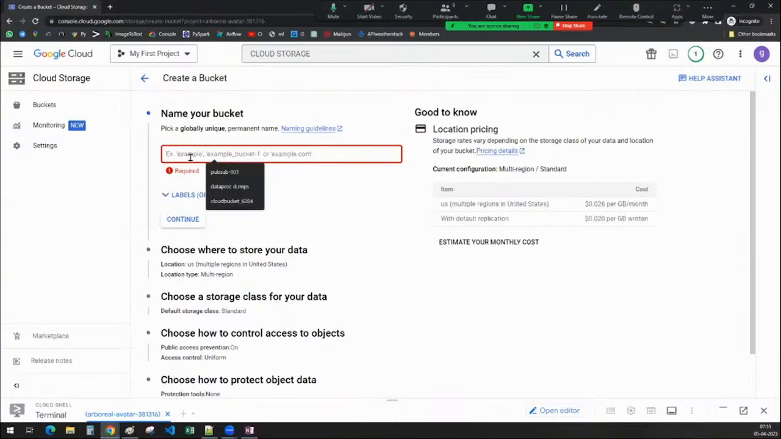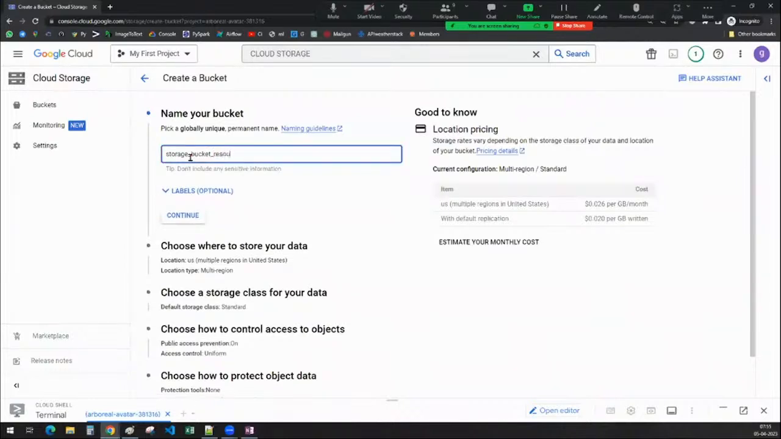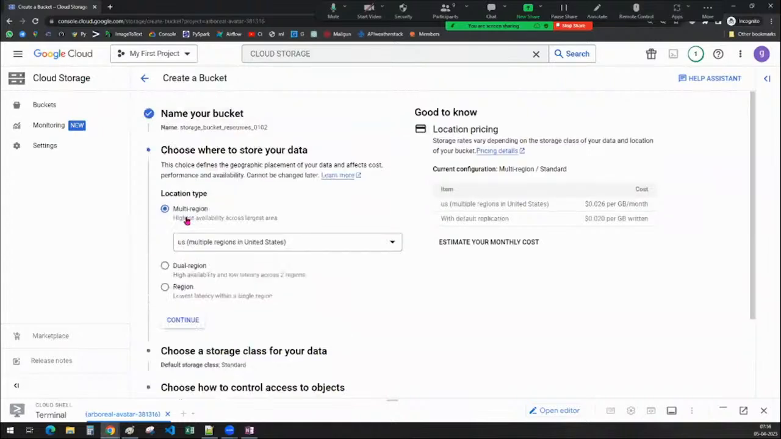For now, I am going to give storage underscore bucket underscore resources. I have given a proper bucket name which I believe no one has used so far. Even if it is taken, I will add a number like 10102. So this name no one has used so far; it is a globally unique name. Once you have given a proper name to the bucket, click on continue.